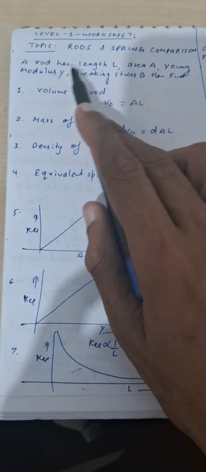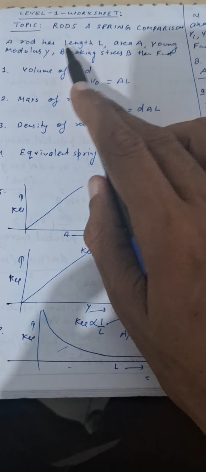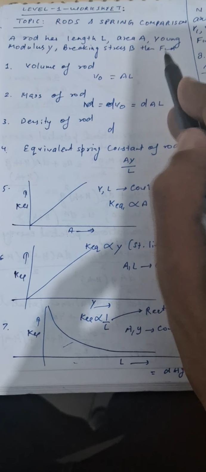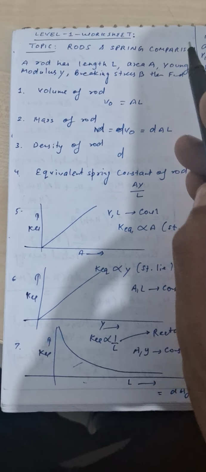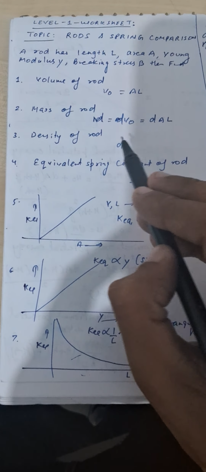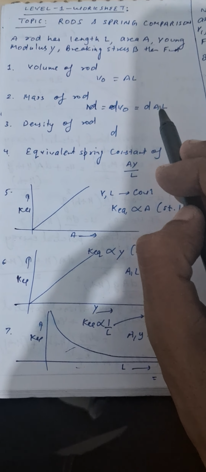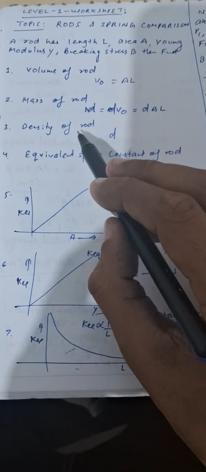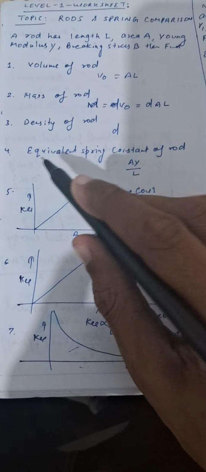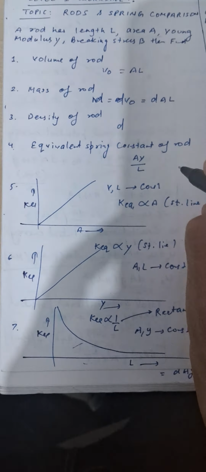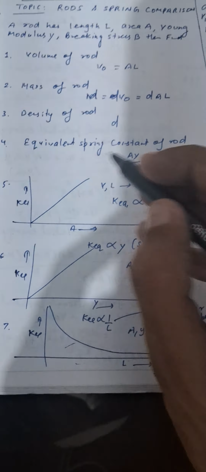So here a rod has a length L, area A, Young's modulus Y, breaking stress B. Then find, first, the volume of the rod. So volume is area into length. Next is mass of rod. So mass is density into volume, DAL. Next question is density of rod, it is D. Next is equivalent spring constant of rod, it is AY by L.